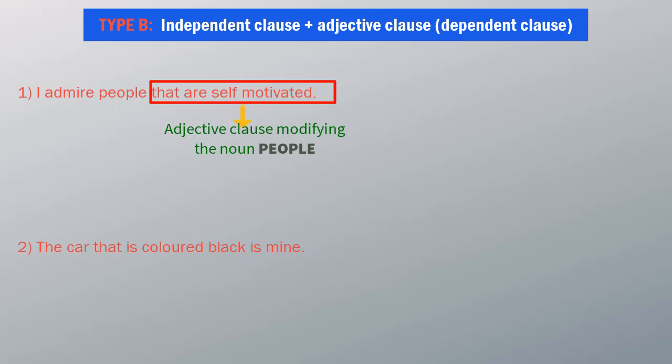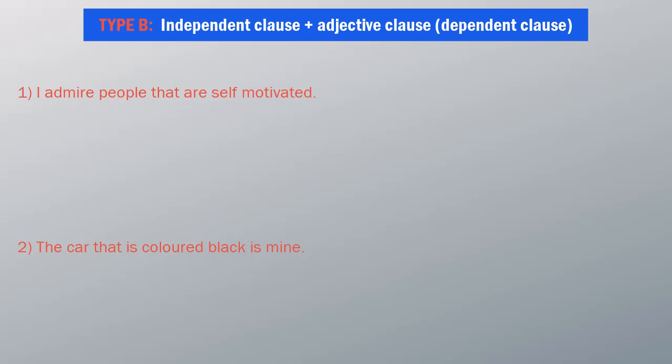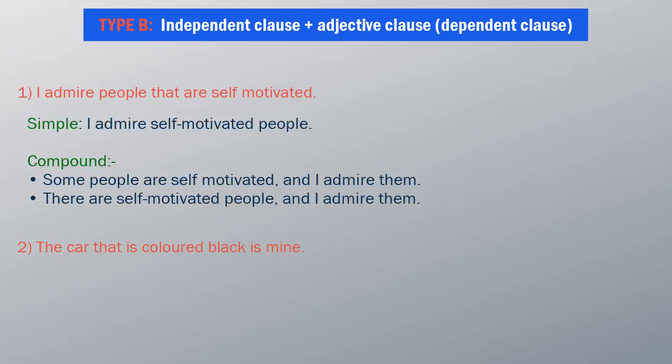Now to change it into a simple sentence, all we have to do is remove everything and place this adjective before the noun it modifies. Very simple. I admire self-motivated people. Compound sentence: some people are self-motivated and I admire them. Or there are self-motivated people and I admire them. So we've used two pieces of information: I admire some people and these people are self-motivated, and that's the information I used to transform it into a compound sentence. Next example.